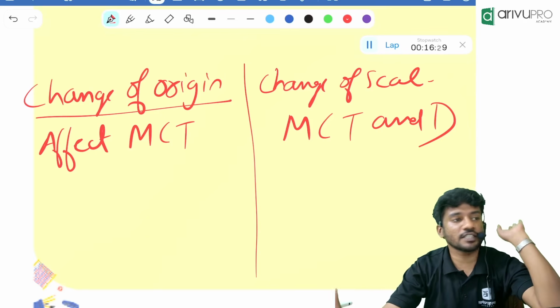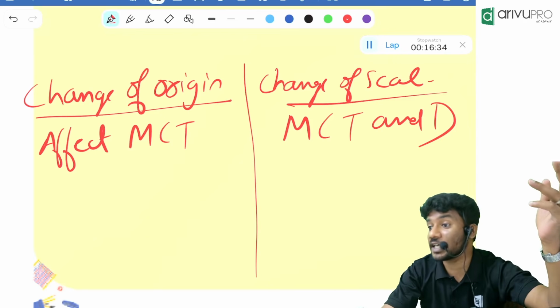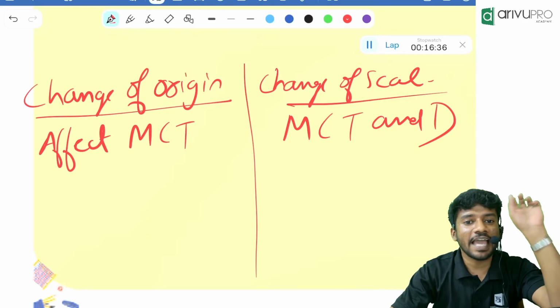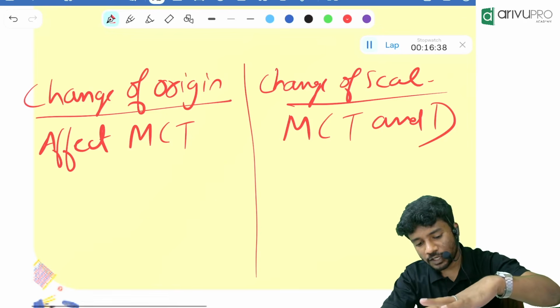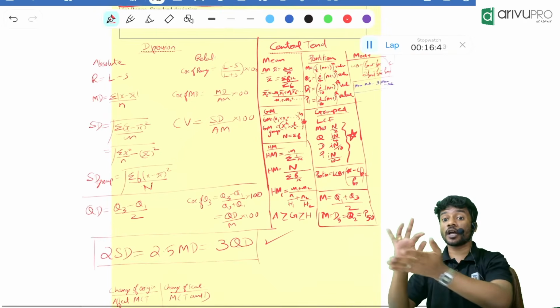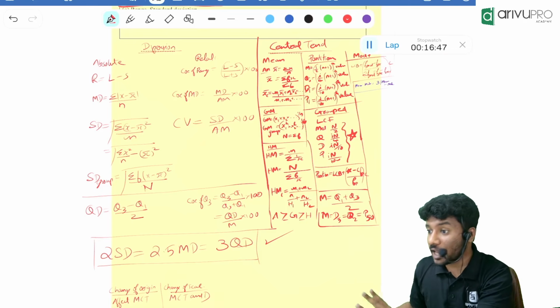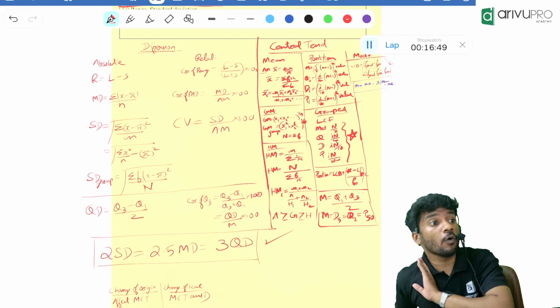Who is affected by change of origin? Only the measures of central tendency. Who is affected by change of scale? Measures of central tendency and dispersion. That's your chapter, people. One of the easiest chapters if you are ready to work it out using your calculator and if you are ready to work out more questions.